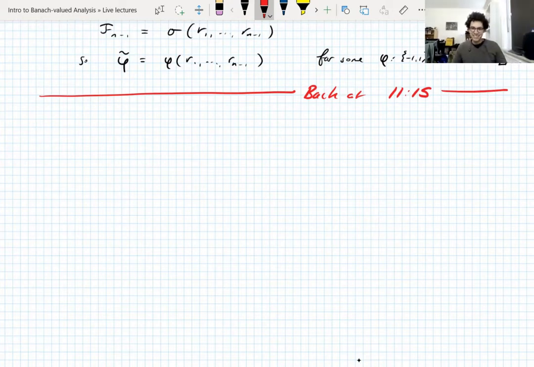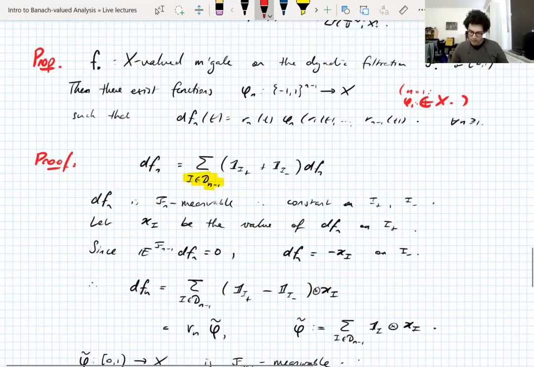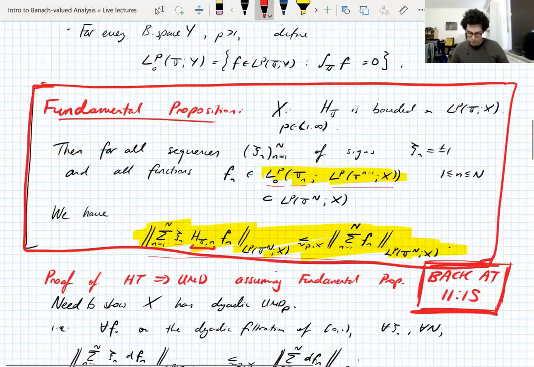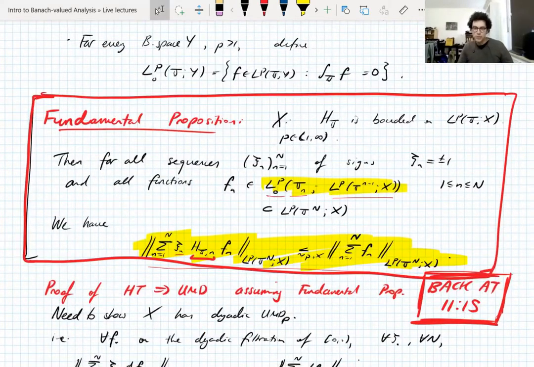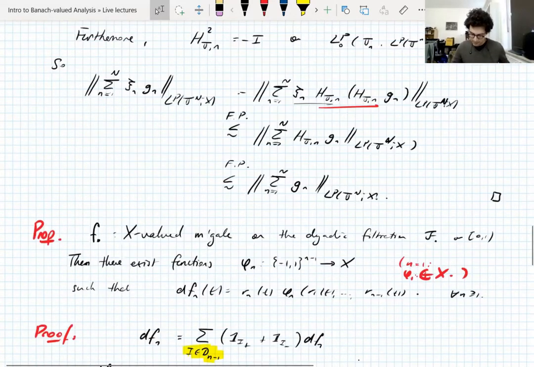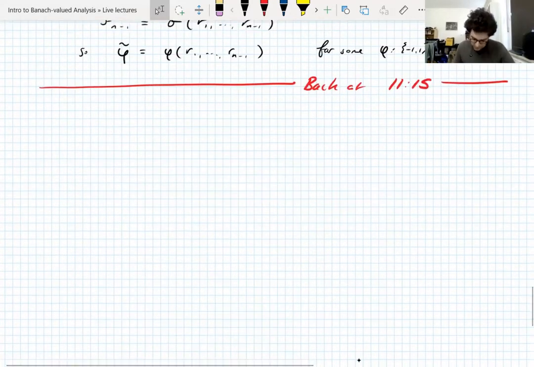Good. Thank you. So this hour, well, this 45 minutes, is about proving the fundamental proposition, which, as I said in the first hour, we proved by reducing it to a fundamental lemma, which I haven't stated yet. Here's the fundamental lemma.